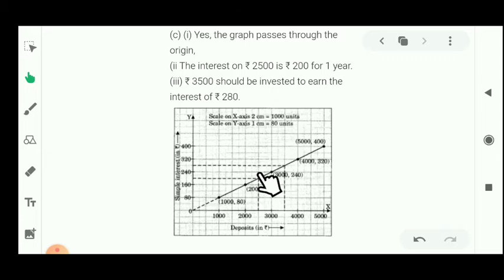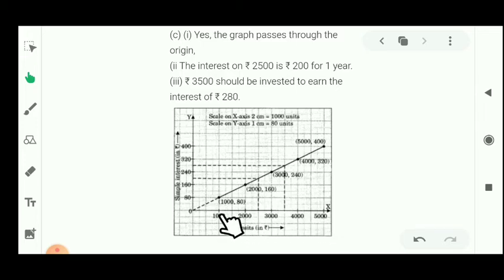and on the x axis the scale is 2 centimeter equal to 1000 units. That means after left the two boxes we have to use 1000 unit. That means here is 1000, then again two boxes will be left, 2000, then two boxes will be left, 3000, then two boxes will be left, 4000, then another two boxes will be left, last one is 5000.